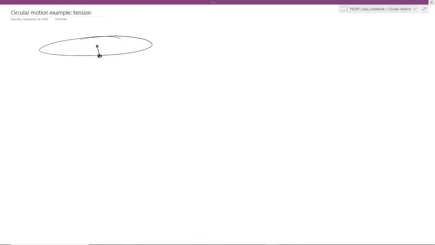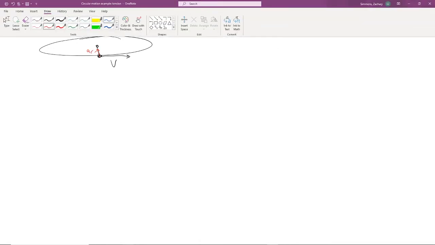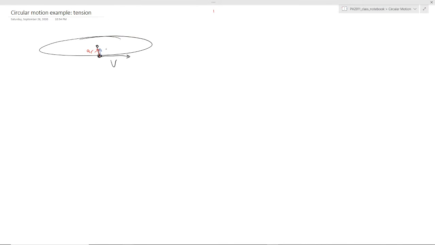In that case, notice the object would have velocity, of course, that's tangent to the circle, and its acceleration is pointing towards the center of the circle, centripetal acceleration. And the force that's providing that is the force of tension. So what we can do is approach this very much like a Newton's law problem in X and Y. So let's sum the forces in R.